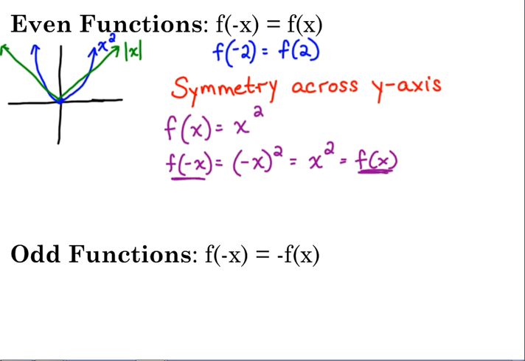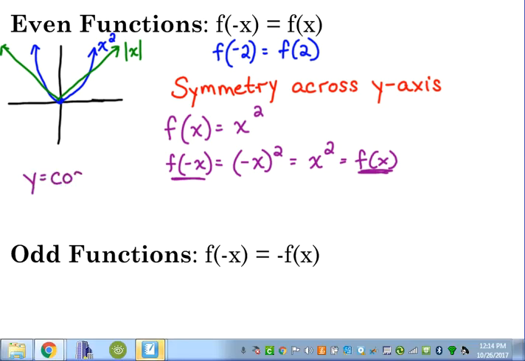Okay, so even functions don't have to have an even exponent. Absolute value of x is an example of an even function. Cosine of x is an even function. We could list quite a few in that list, but I'll just stick with x squared, absolute value of x, and cosine of x right now.